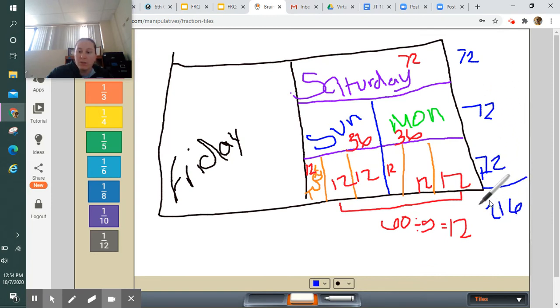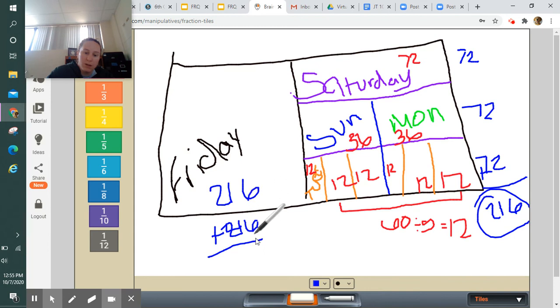Okay, so we have 216 on this half, but now we have to also add the half from Friday. So that means that Friday was also 216. So 216 plus the 216 we have on the other side means that we have a total of 6 plus 6 is 12, 432 tickets.